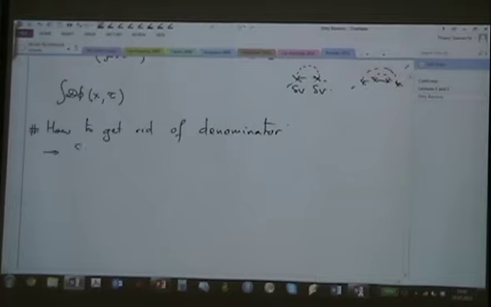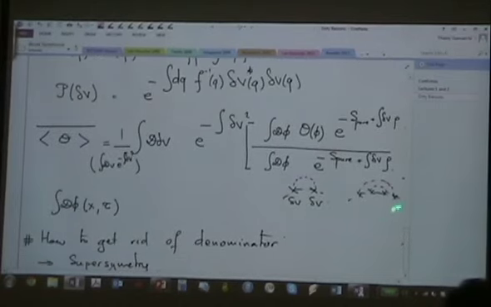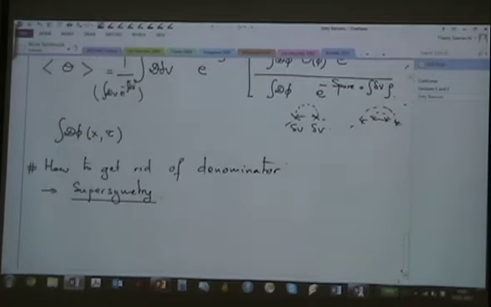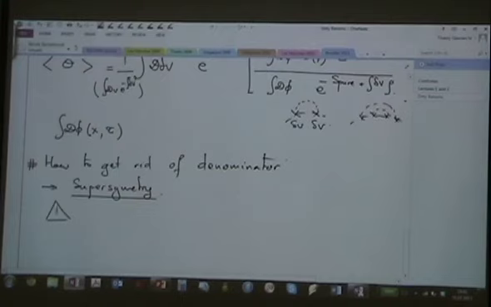So the first one is supersymmetry. And let me just give you a glimpse of it. I will not go into detail. This denominator here is the denominator of a theory, which you saw in Anton's lecture, which is something quadratic, if you have non-interacting particles. So supersymmetry is for non-interacting.